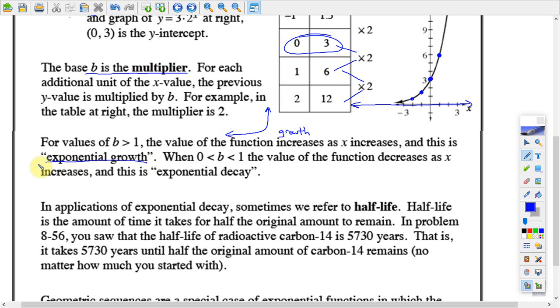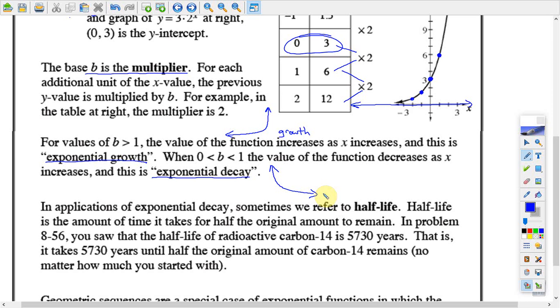When the b is between 0 and 1, in other words, it's a fraction or a decimal that's less than 1, still greater than 0, the value of the function decreases, and it's called exponential decay. And it looks like this. So we start high, we go low as we go to the right.